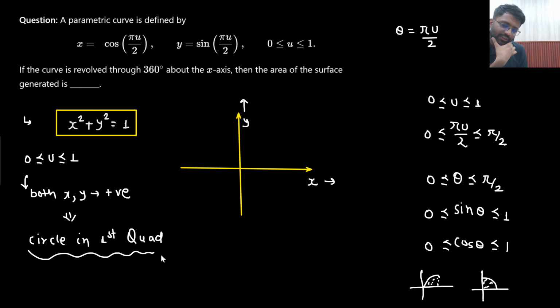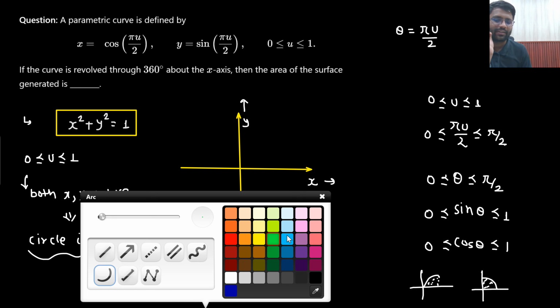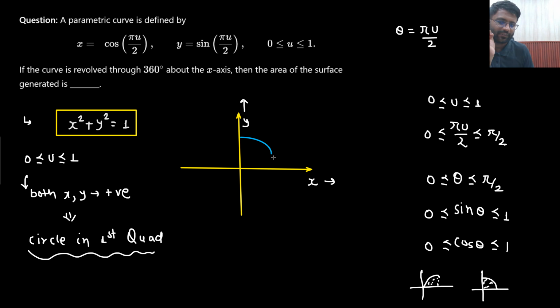This was the beauty of this question, that you need to make a circle but u is going from 0 to 1. That means you need to make a circle but only in the first quadrant, with the radius of 1. This point is 0, 0. What will be this point? So this will be 0, 1. This will be 1, 0. This is what you need to do, and you need to rotate it about x axis by 360 degrees.